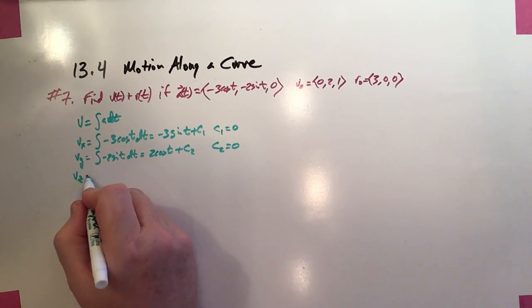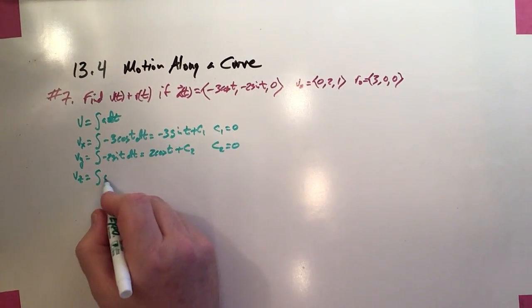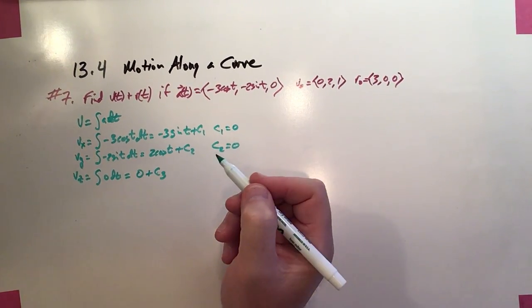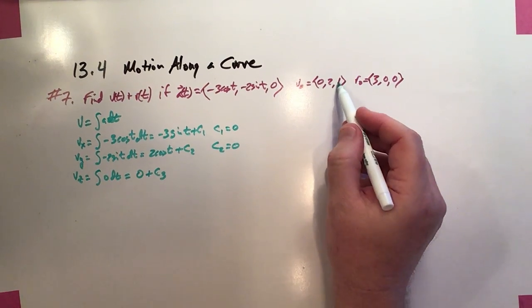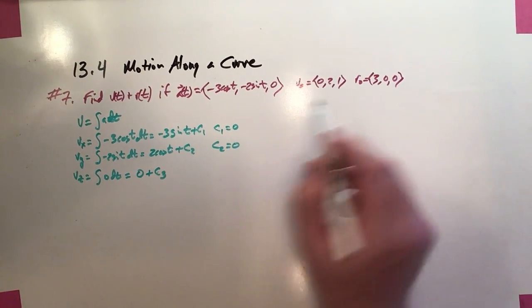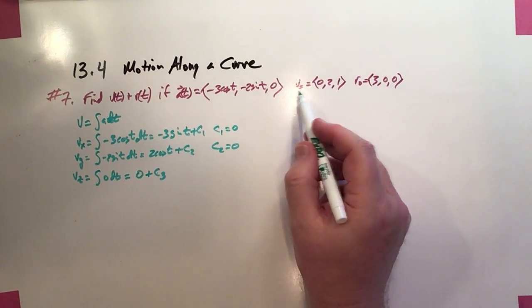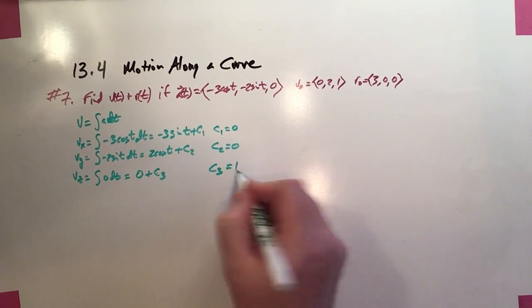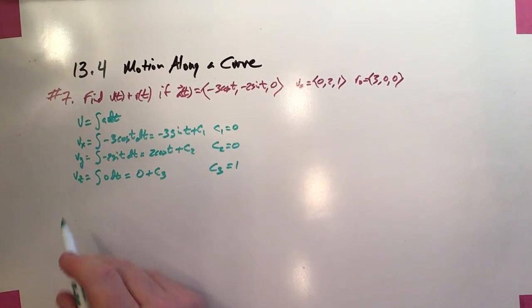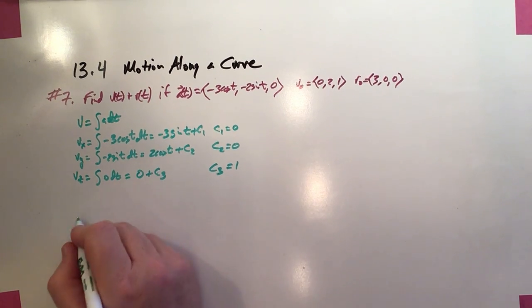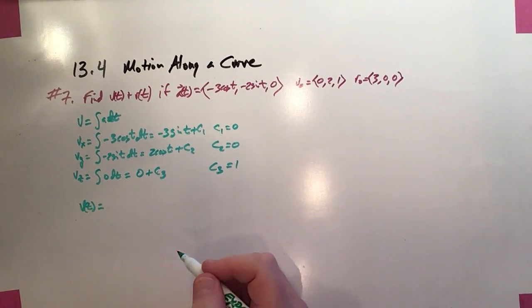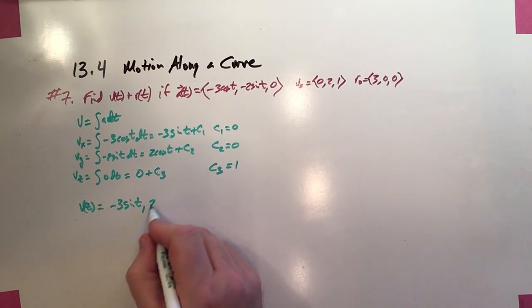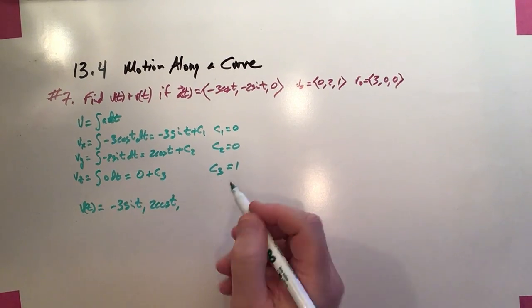Okay, vz. The integral of 0 dt is equal to 0 plus c3. Finally, we have a boundary condition that produces a constant. Because vz should be 1 at 0, c3 has to be equal to 1. That produces our velocity vector. v of t then is equal to -3 sine t, 2 cosine t, and 1.